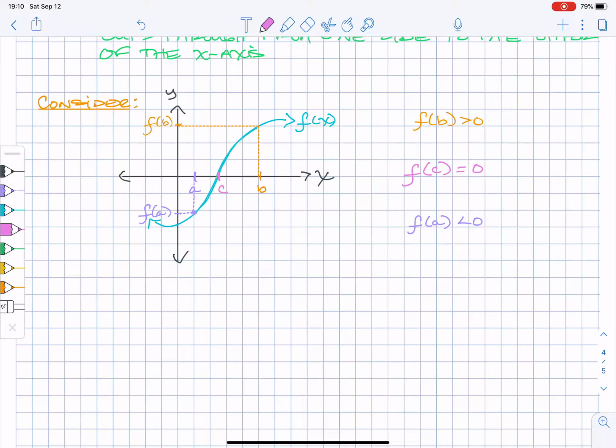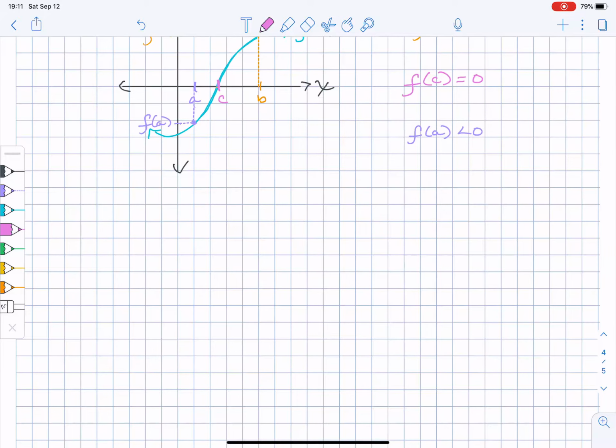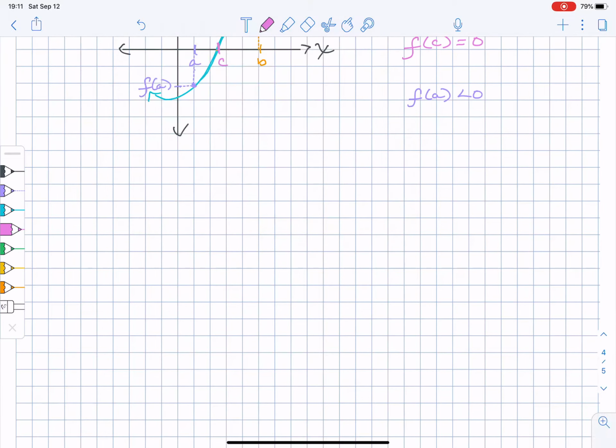So if you do, that's good, because there is. If you have a nice, smooth, continuous graph, meaning you can never take your pencil off the graph as you plot it, and you have one part negative and one part positive, you must intersect the x-axis. So we're going to use this fact to note the existence of a root. This is called the intermediate value theorem.